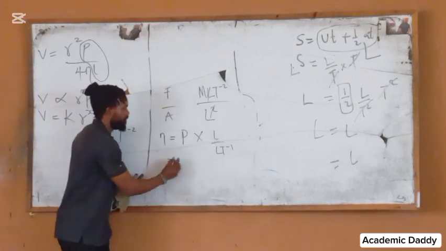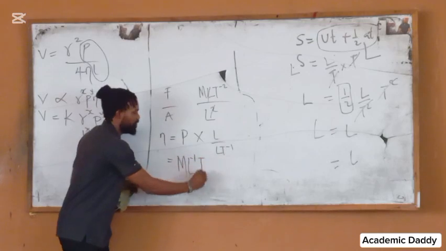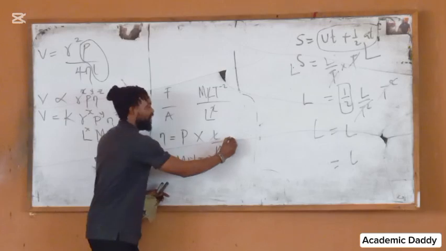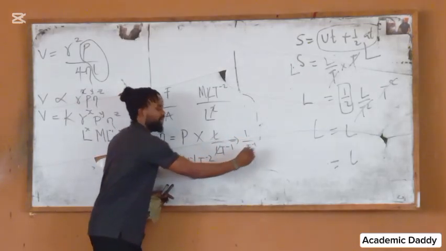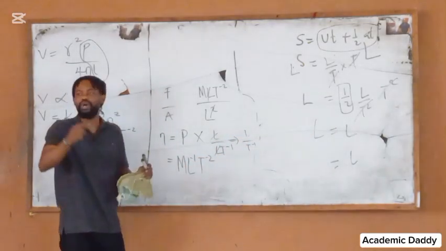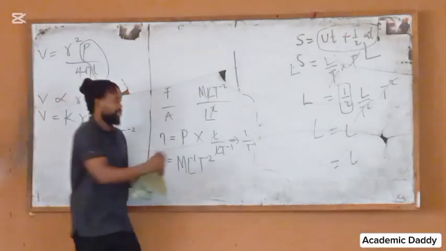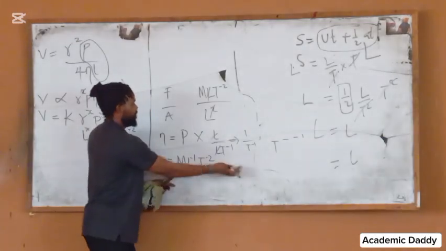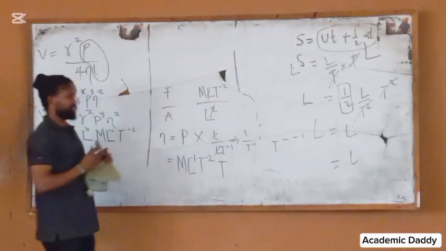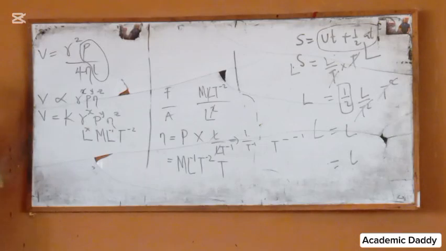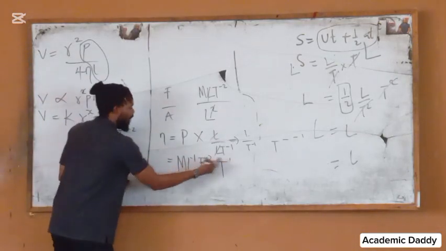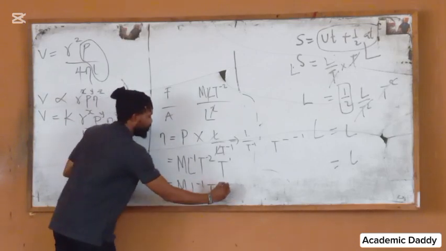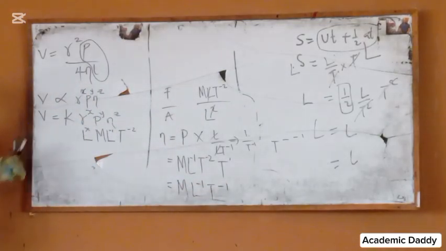So pressure is M L raised to power minus 1, T raised to power minus 2. Then this can take care of this. So I now have 1 over T raised to power minus 1, and once 1 is the numerator, this becomes T to the power of minus minus 1, so it becomes T. So 1 minus 2 gives M L minus 1, T minus 1 for the viscosity.